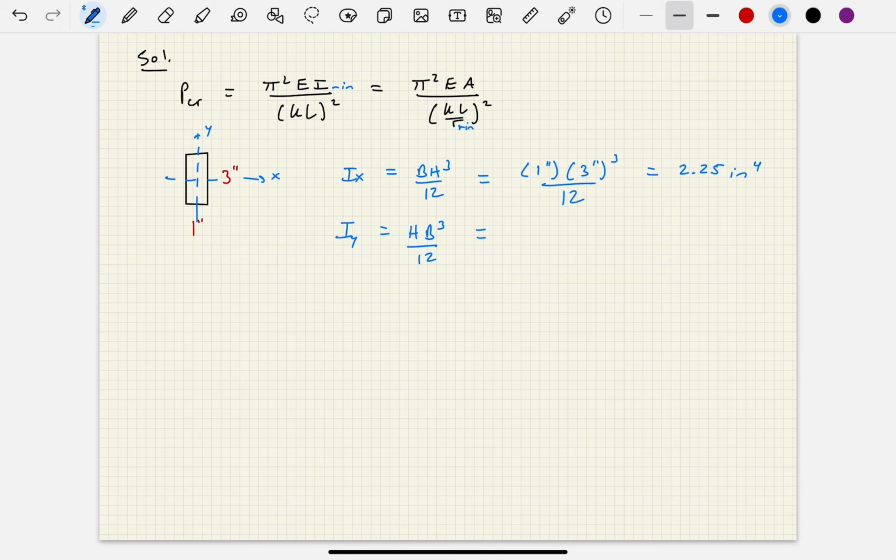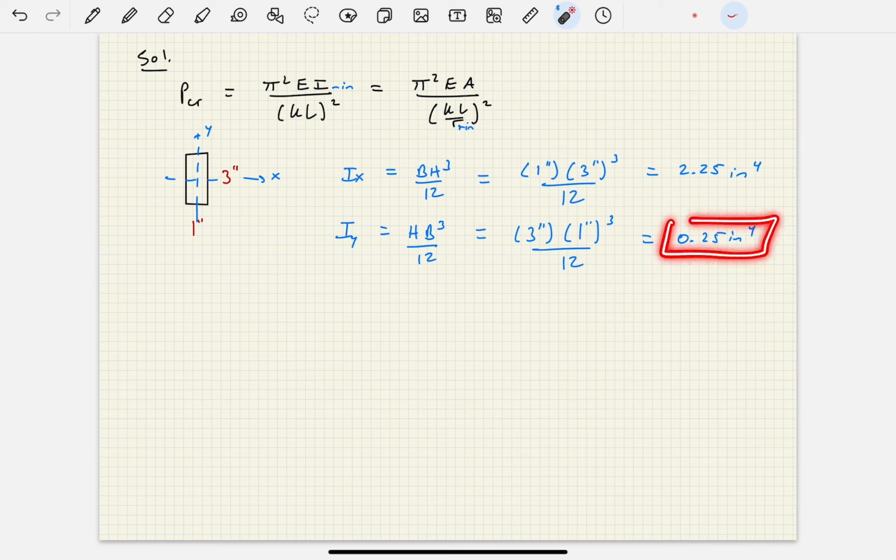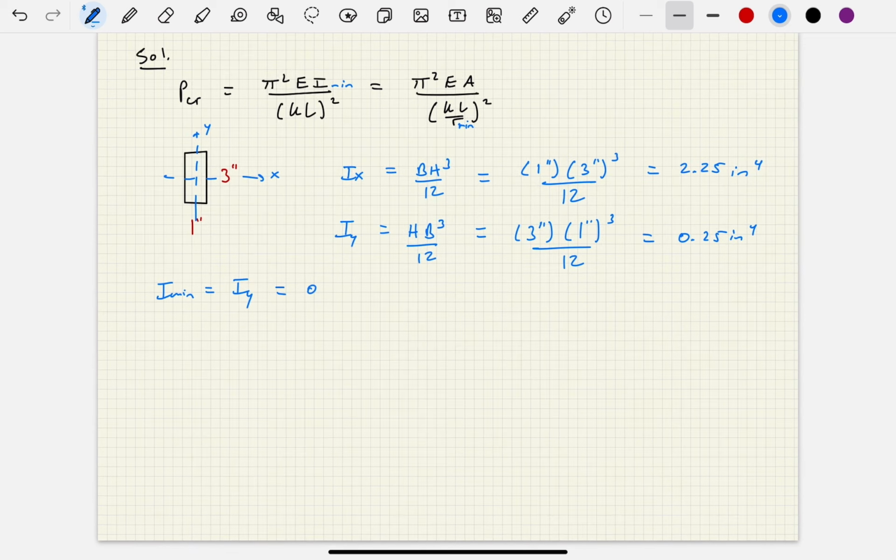Now, IY is going to be HB cubed over 12. So that's 3 inches is the height. B is the base. That's 1 inch cubed over 12. And so this comes out to be whatever 3 over 12 is. That's 0.25 inches to the fourth. So that means that we're going to need to use IY. That's the minimum, okay? So I minimum is going to be equal to IY, which is going to be 0.25 inches to the fourth. That means that buckling will tend to occur about the Y centroidal axis.